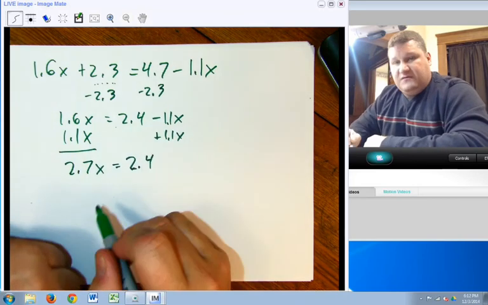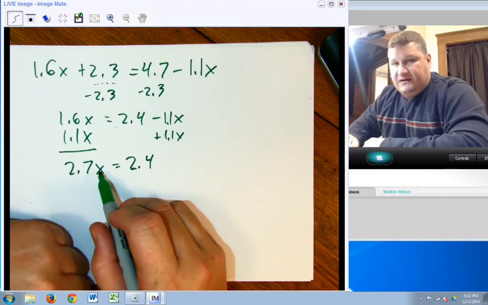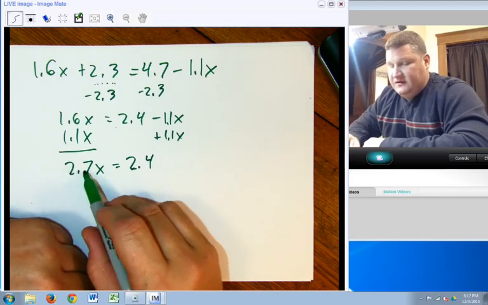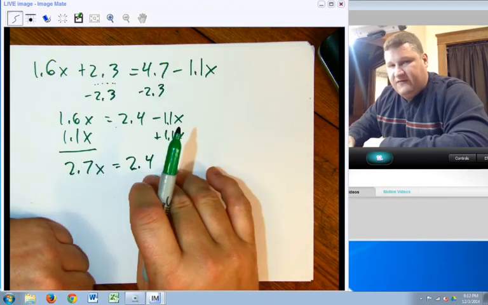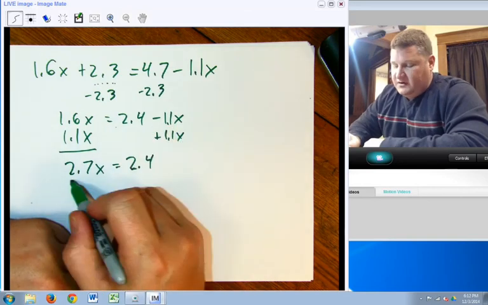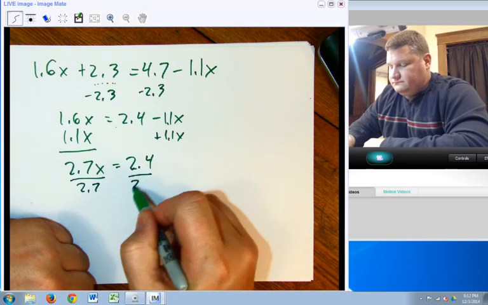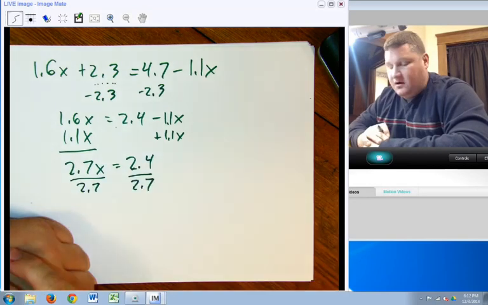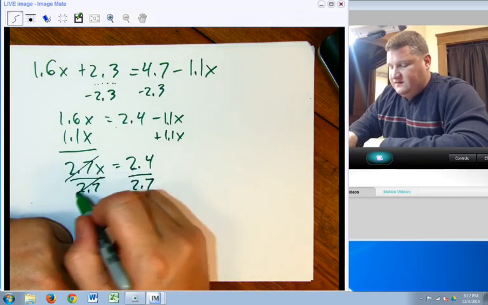Now, with this point, I still have to get this x by itself. So I need to move that 2.7 because I got to get it away from the x. How do I move 2.7? Going to divide it. So there we go. At this point, this goes away, this goes away.